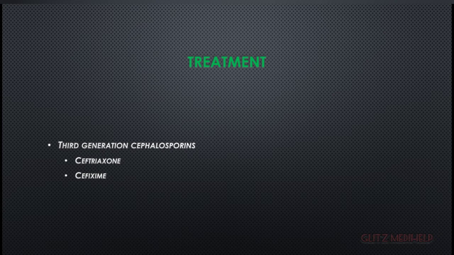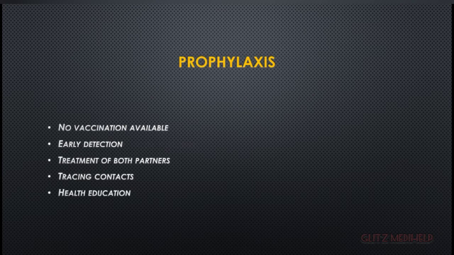For example, ceftriaxone and cefixime. Prophylaxis. There are no vaccines available. Early detection of cases is found useful, and we have to treat both the partners, and we have to trace the contacts and treat them also, and we have to provide health education about safe sex practices.